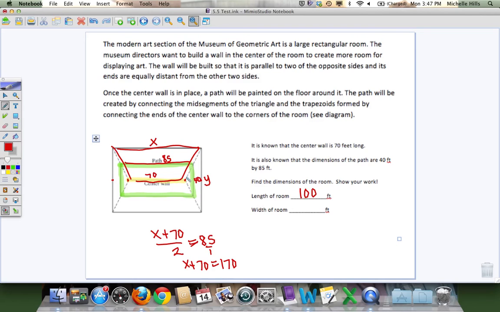This mid-segment of this triangle is half the length of this side, so to find y, I just need to take 2 times 40, which means y is 80 feet. You do need to show the work for the problem. I know I keep saying that, but people keep not showing work.